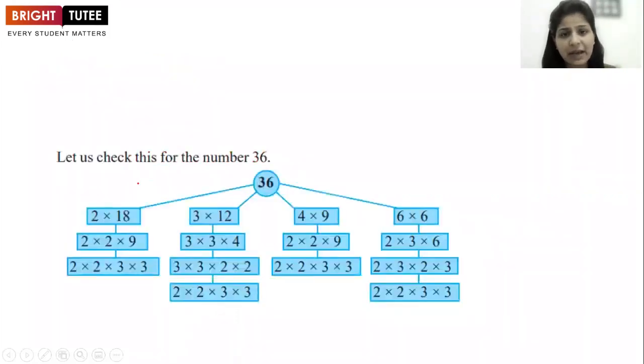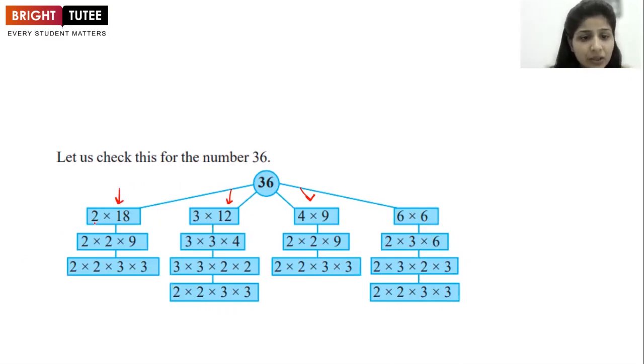Let's see some examples. As you can see here, 36 is there. 36 can be written as 2 into 18, 3 into 12, 4 into 9, and also 6 into 6. What we are going to teach you now is that prime factorization is unique. Whichever factors you write, first 2 into 18, then 3 and 12, 4 and 9, and 6 and 6, whenever we convert them to prime factors, the answer is always going to be unique.